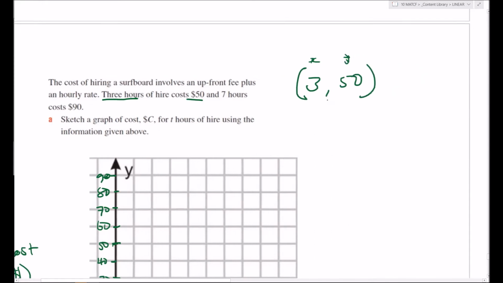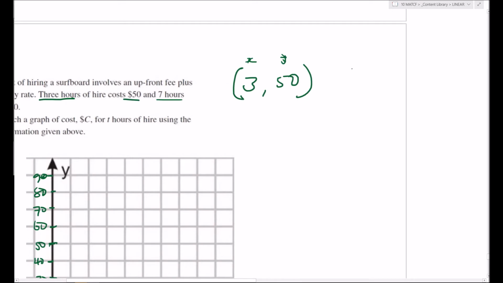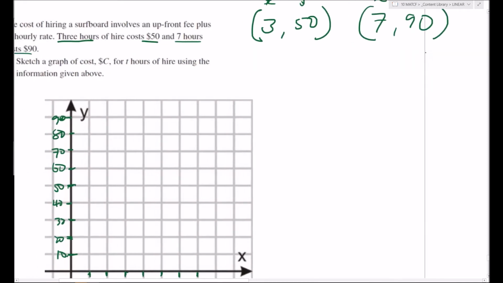And then your second coordinate is going to be 7 hours, which costs 90. So that means your second coordinate is (7, 90). This is your other x, this is your other y. If you wanted to, you could even label it x1, y1, x2, y2 for now. But there are your two coordinates, (3, 50) and then (7, 90).